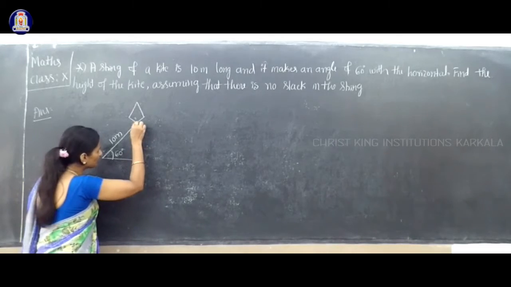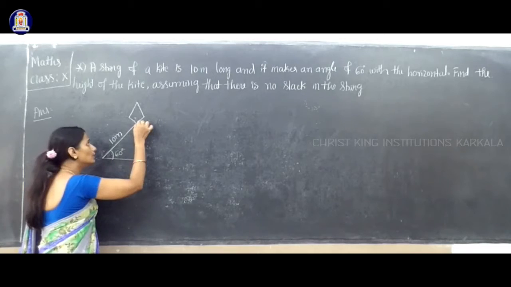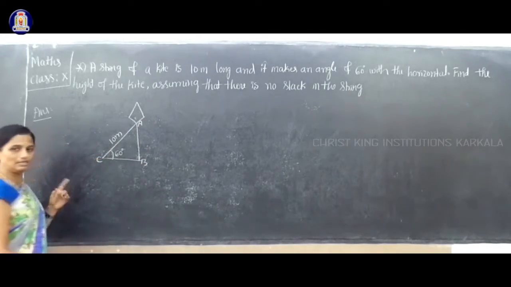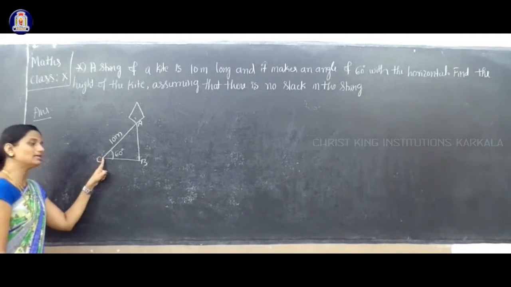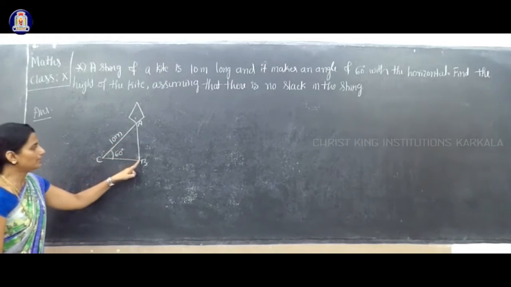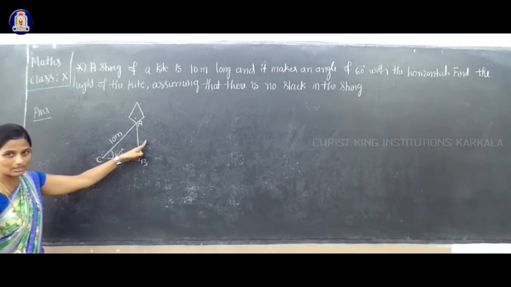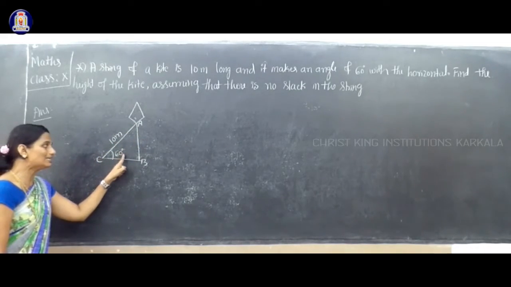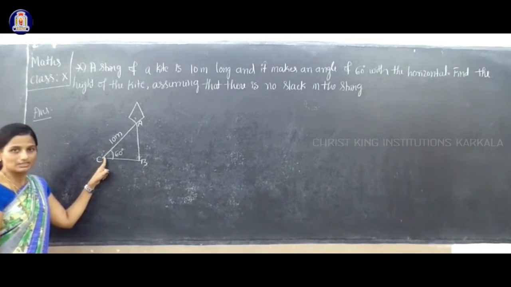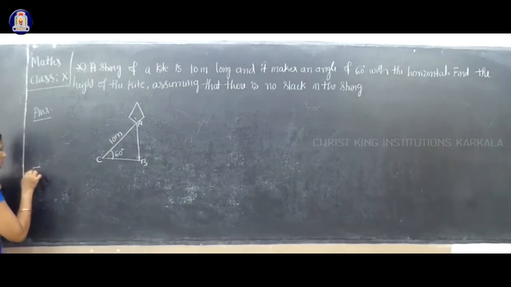Finding the height of the kite means finding at which height the kite is flying. That you have to find. So take this point as A, this point as B, and this point as C. This AC is the string of the kite whose length is 10 meters. AB is the height at which the kite is flying, that is to be found out. That is your question mark. And theta, this angle, is 60 degrees, which the string makes with this horizontal line.